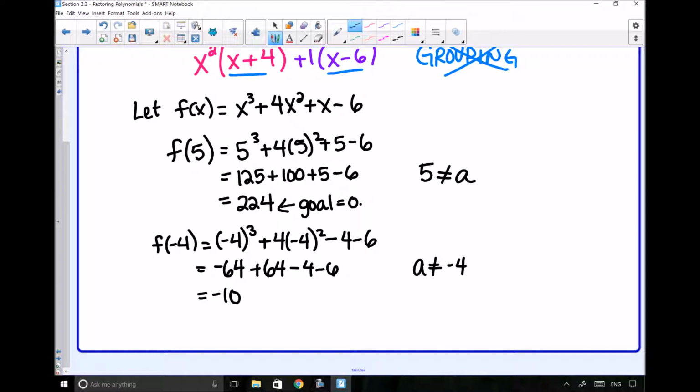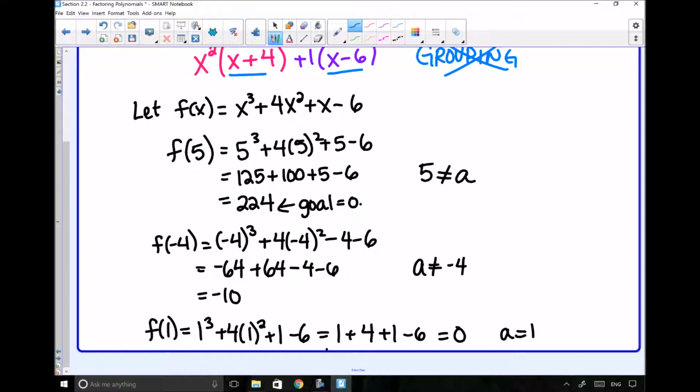Let's just try one more, and then let's see if we can find any conclusions based on what we're trying, okay? So let's try f of 1. Let's see what happens when I do 1. So 1 cubed plus 4 times 1 squared plus 1 minus 6. So I end up getting 1 plus 4 plus 1 minus 6. So I end up getting 0. So that means that a can equal 1. So this looks promising. Now, that means that x minus 1 is a factor.